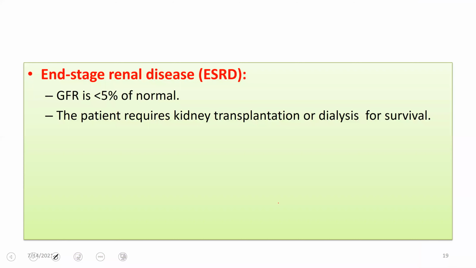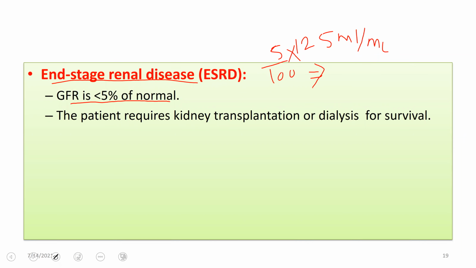The term end-stage renal disease is just a severe form of renal disease where the GFR is less than 5% of normal. The normal GFR, as I've already discussed, is 125 ml per minute, and in end-stage renal disease it is about 5%, that is 5 out of 100 into 125. So it is approximately 6 ml per minute. It is a rough estimate. If GFR is less than 6 ml per minute, there has been a severe compromise in renal function, and this condition is known as end-stage renal disease.